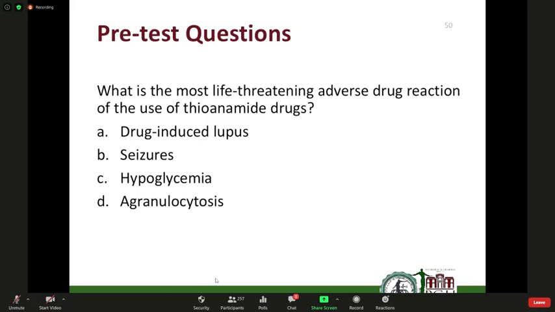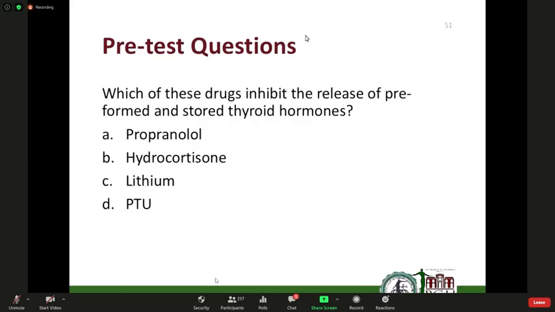Next, which of the following drugs inhibit the release of preformed and stored thyroid hormones? So inhibition of the release of preformed hormones. Propranolol, hydrocortisone, lithium, or PTU? Okay, so it's actually lithium.